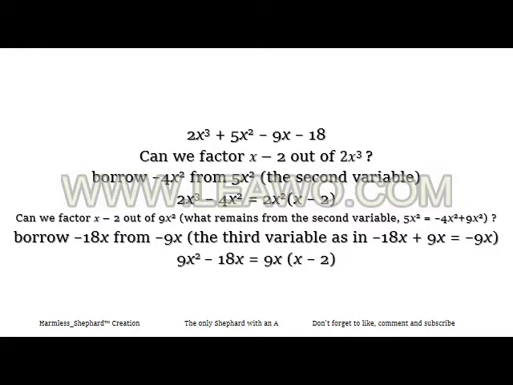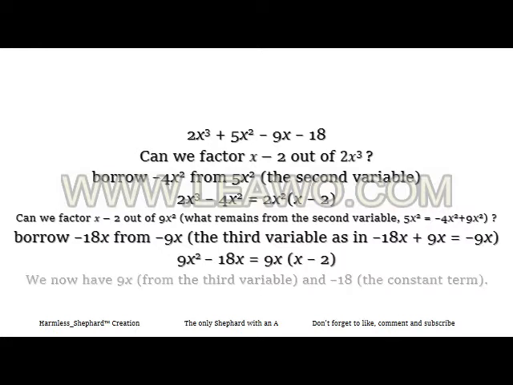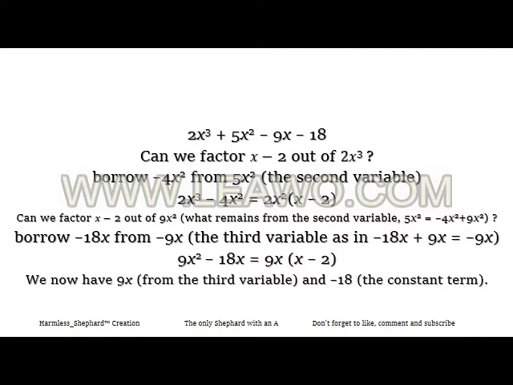as you can see in the right hand side. Yes, right hand side. You see the x minus 2 there. Now we are left with plus 9x that was remaining from the third variable, where we borrowed minus 18x. So we have plus 9x and minus 18. That's the constant term.